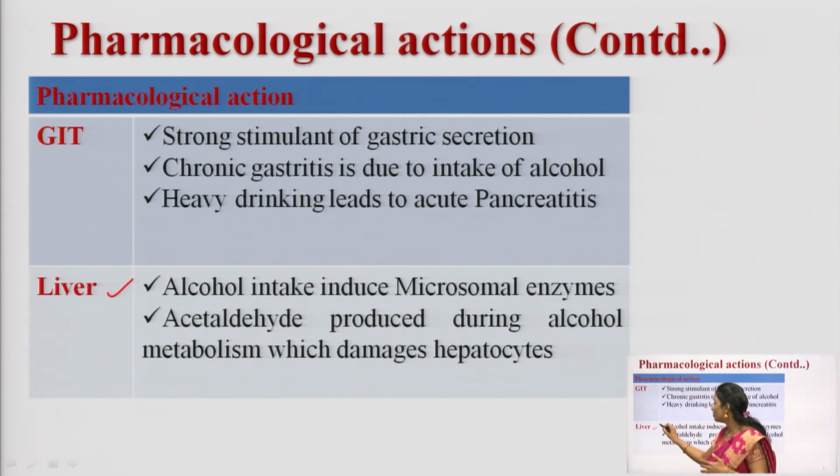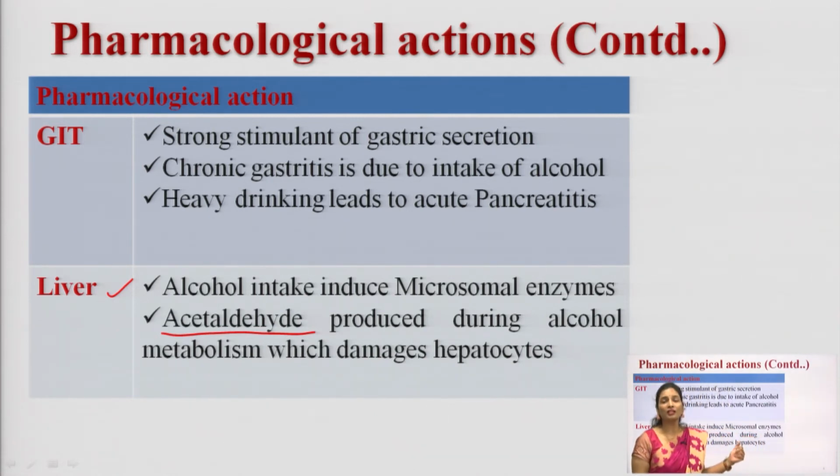And what is the action on the liver? If you are taking alcohol, alcohol is an enzyme inducer, right. It is an enzyme inducer like a barbiturate. Acetaldehyde is an intermediate product of alcohol, and it can damage the hepatocytes. So, you can know that alcohol can damage the liver cells, the hepatocytes. How is it going to damage the hepatocytes? It damages them by releasing an intermediate product like aldehyde, which has the capability to damage the hepatocytes.